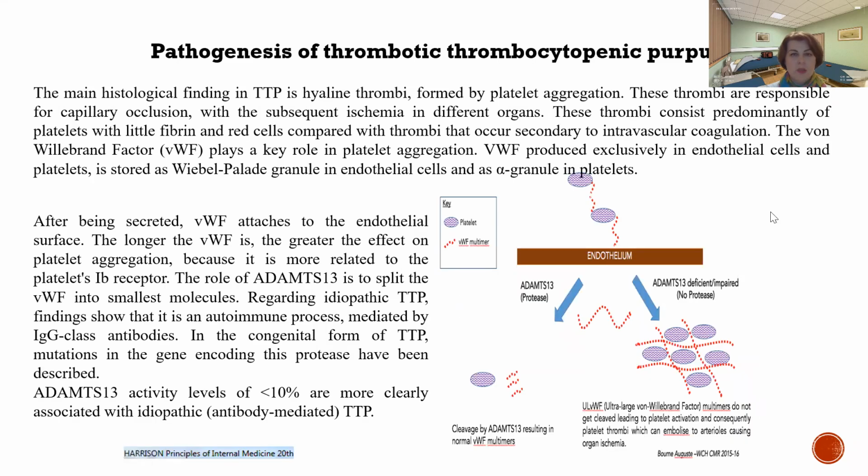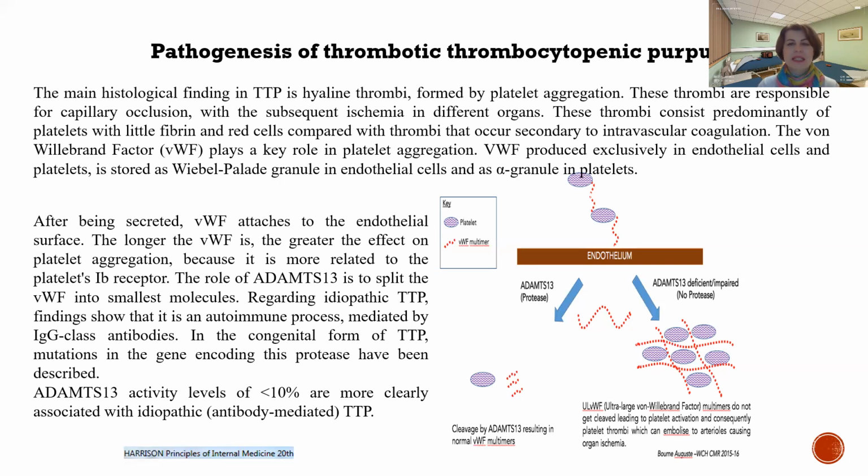The main histopathological finding in this type of purpura is hyaline thrombi formed by platelet aggregation. Those thrombi are responsible for capillary occlusion with ischemia in different organs. These thrombi consist predominantly of platelets with little fibrin and red cells, compared to the thrombi that occur secondary to intravascular coagulation. The von Willebrand factor plays a key role in platelet aggregation.